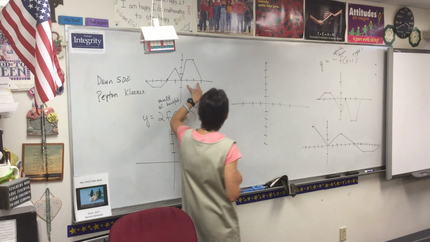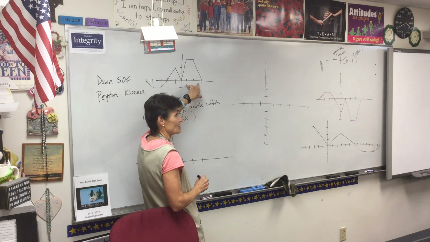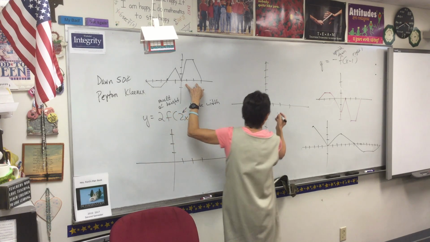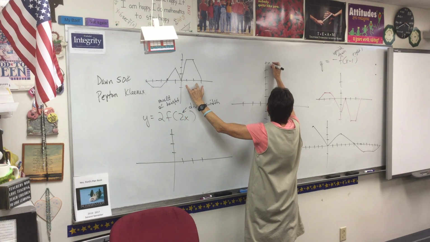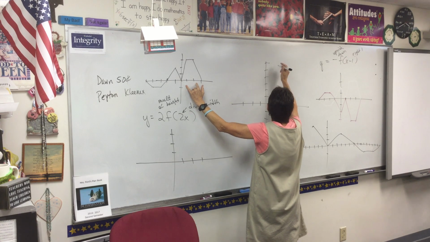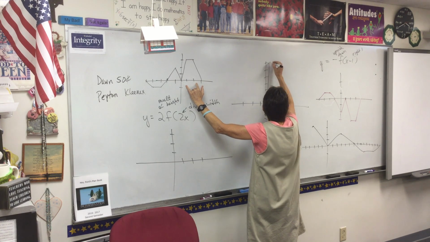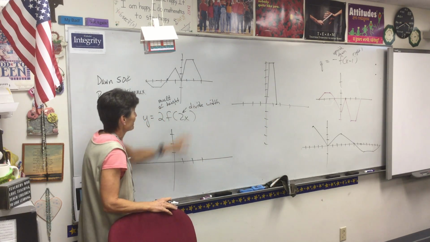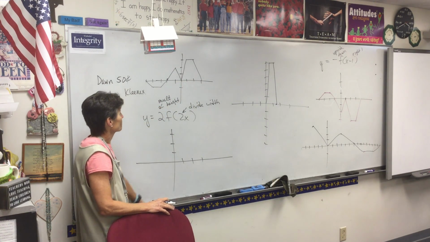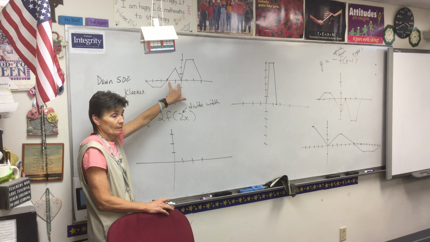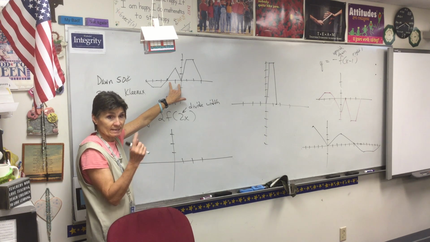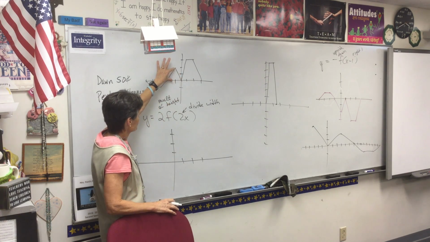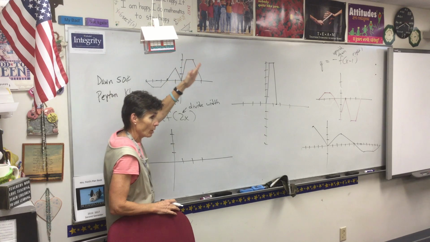Here we go. How tall is this trapezoid? It's 3, so it's going to be 6, and it's only going to be 1.5 across, so it's going to be all the way up to 6 and 1.5 across. How about this guy? How wide is he now? 2, so he's going to be 1, and he's 2 tall, so he's going to be 4.